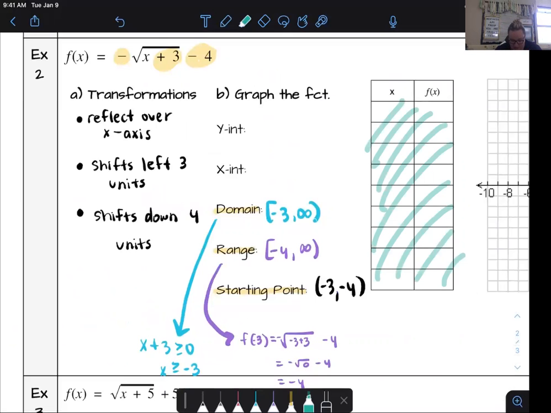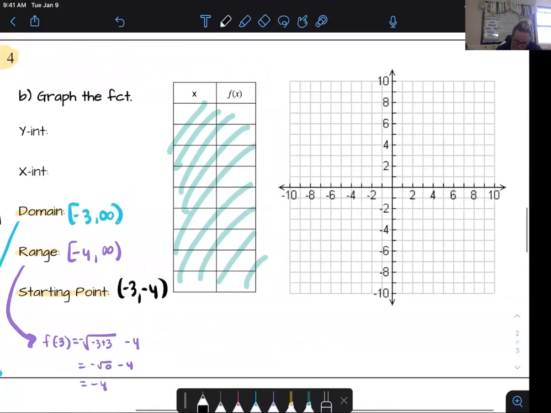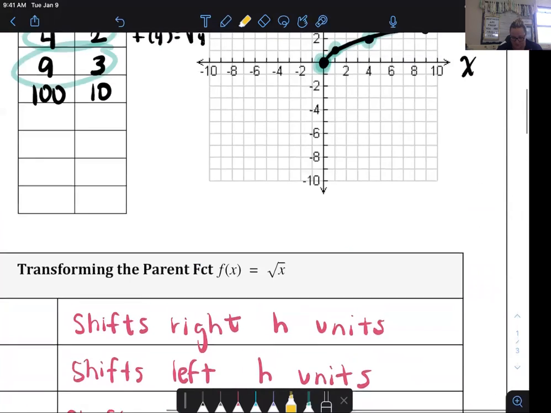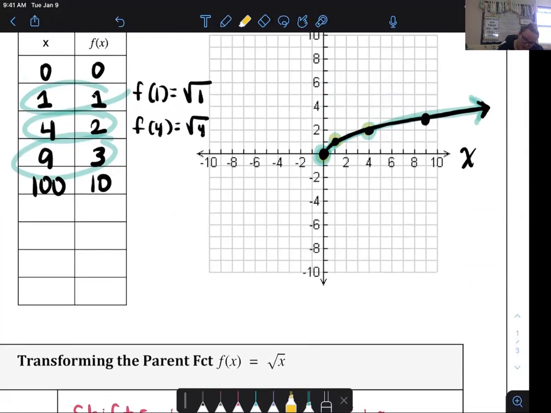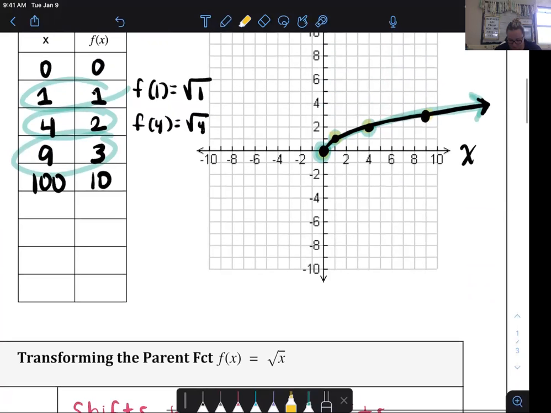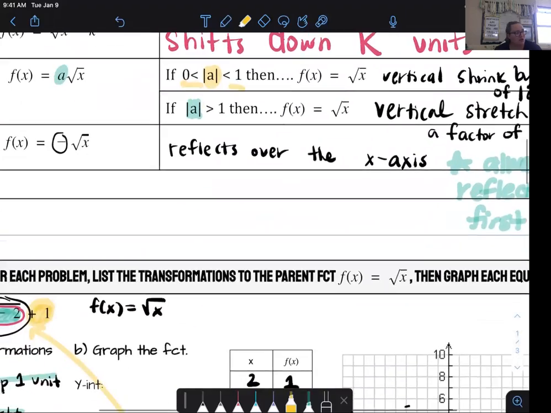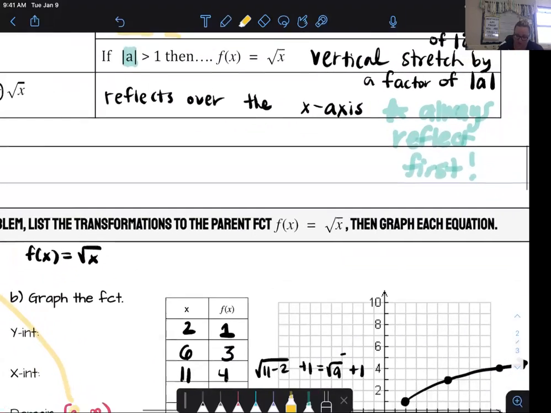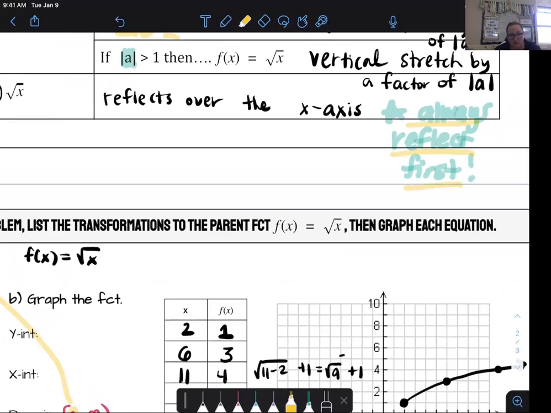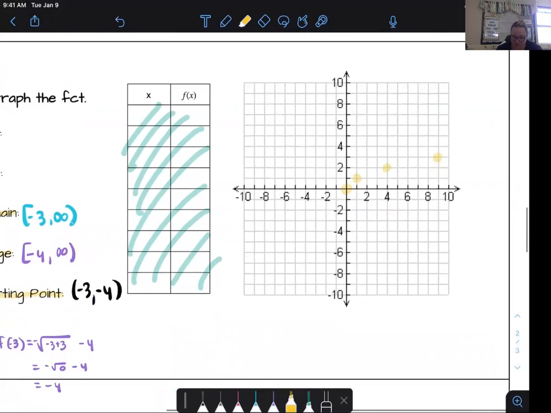What I'm going to do is take the parent function. I'm going to graph it with a highlighter here. I had the points 0, 0, 1, 1, 4, 2, 9, 3. And again, I'm just getting those points from the parent function. Those were the key points we used to help us graph f of x equals the square root of x. Now remember, we made a note that whenever you have a reflection, you always want to reflect first when you graph. So what I'm going to do is take this old parent function, take each of those points and reflect them over the x-axis.